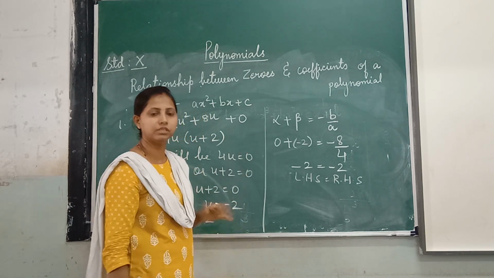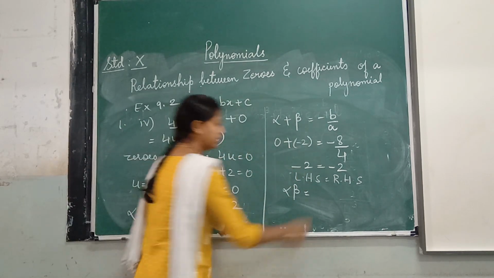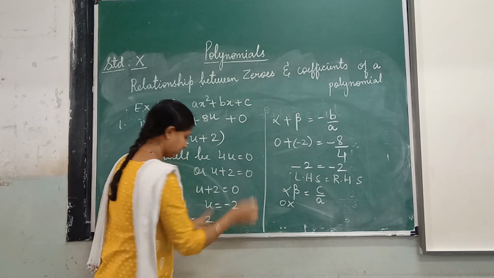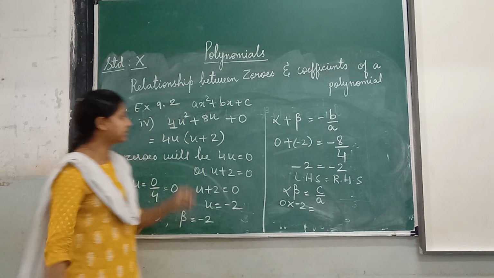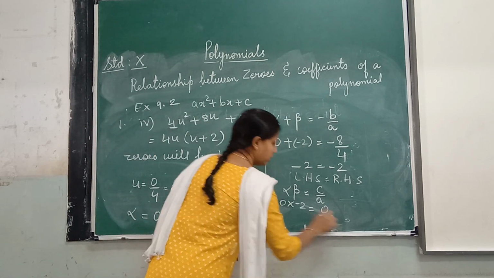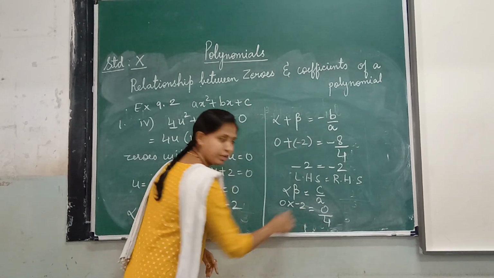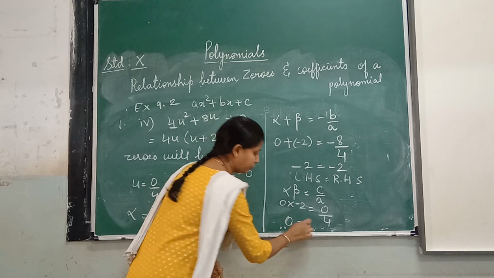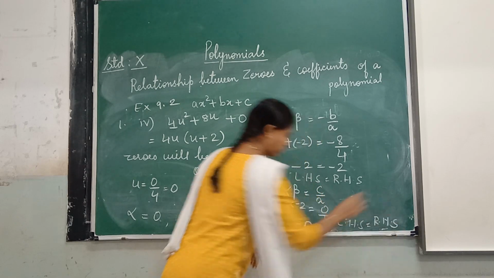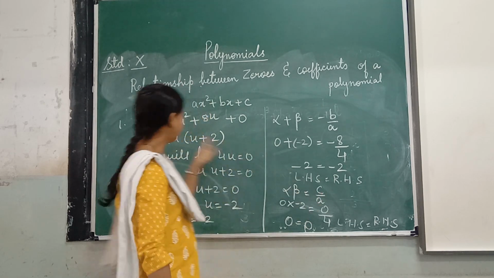Yes, this is sum of zeros. Similarly, do it for product of zeros. That is alpha into beta. Alpha into beta is nothing but C by A. Yes, C by A. So alpha here is 0 into beta is minus 2. And C by A, C is nothing but constant. Constant term is missing in this polynomial. So you can take it as 0. 0 divided by a is nothing but coefficient of u square, that is 4. So 0 into minus 2 is 0, and 0 divided by 4 is again 0. So LHS is equal to RHS. So here also the relationship is verified. The product of zeros is equals to constant divided by coefficient of x square.